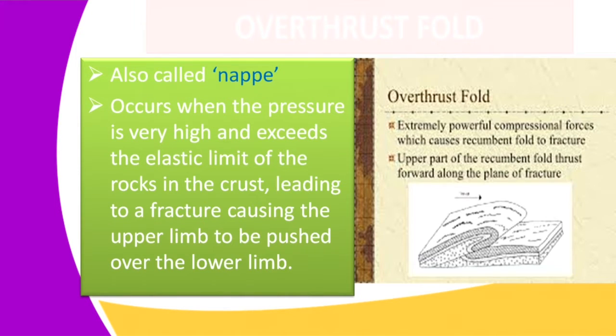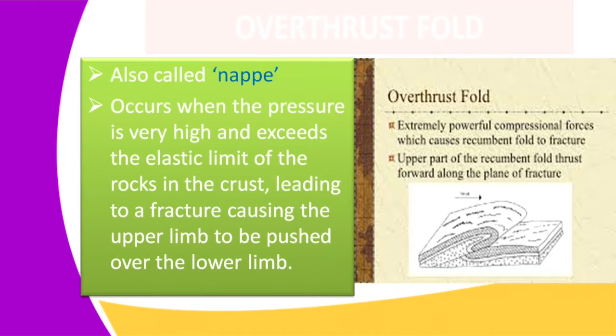We have the overthrust fold, and it is also called the nappe. So it occurs when the pressure is very high and exceeds the elastic limit of the rocks in the crust. So when you have a high pressure, it will make the rocks of the earth exceed their elastic limit, and so this will lead to a fracture, causing the upper limb to be pushed over the lower limb. Here is the image of the overthrust fold.